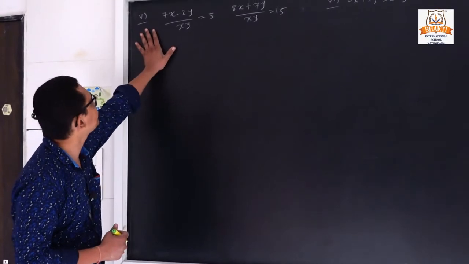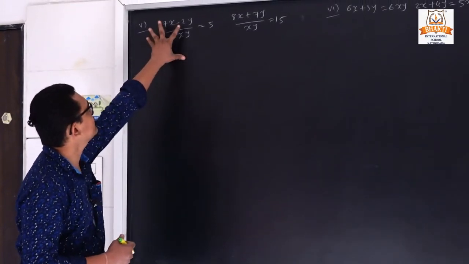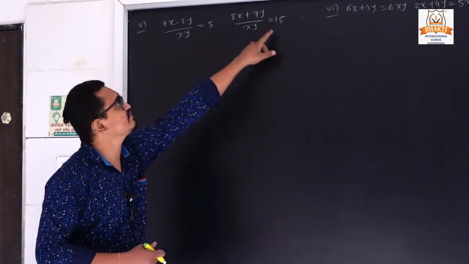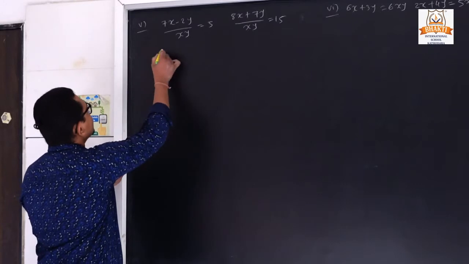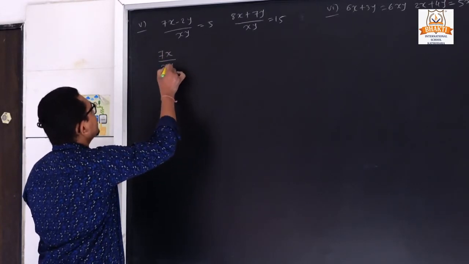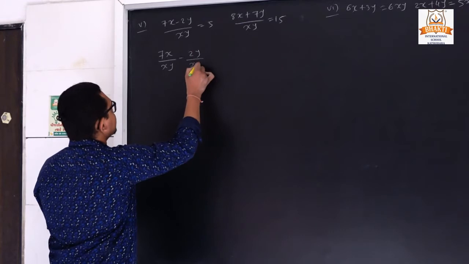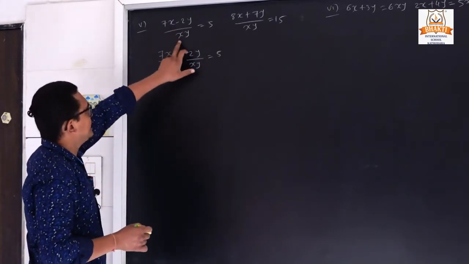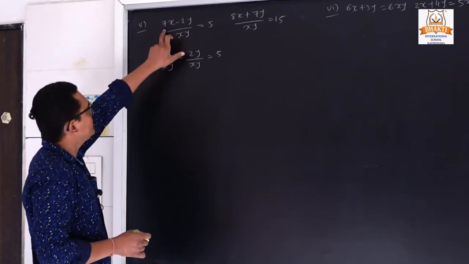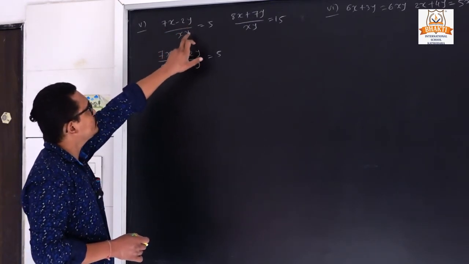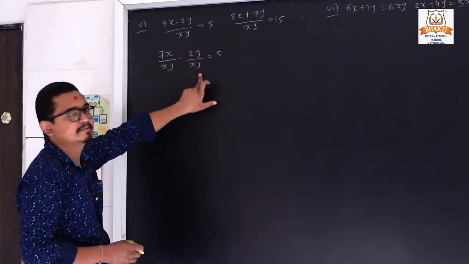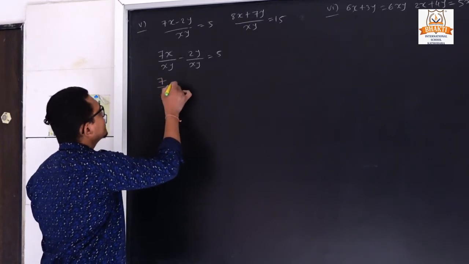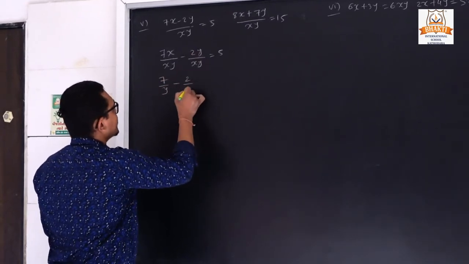Question number 5. So let's see that 7x minus 2y upon xy is equal to 5 and 8x plus 7y upon xy is equal to 15. So here we can write like that xy. We can apply the separate. Clear? Xy is going x. We can put xy upon 7x and similarly we can also put 2y upon xy. So xx cut. So 7 upon y and here y cut. So 2 upon x is equal to 5.